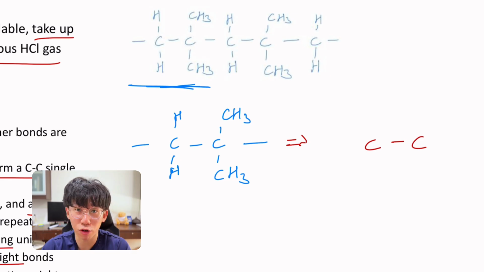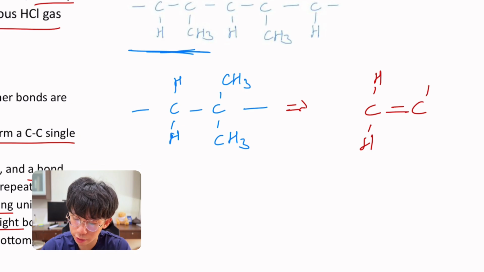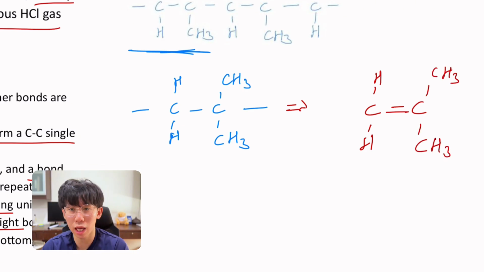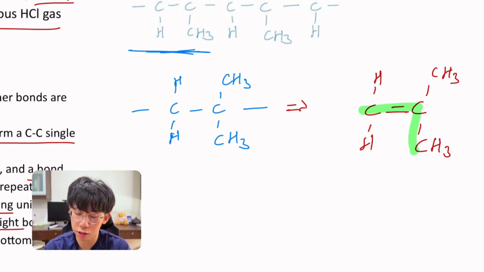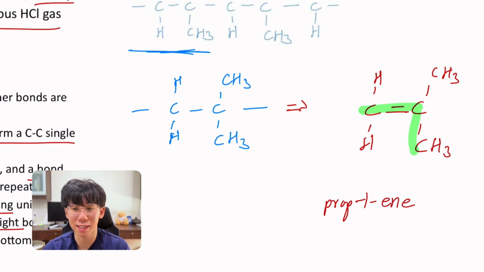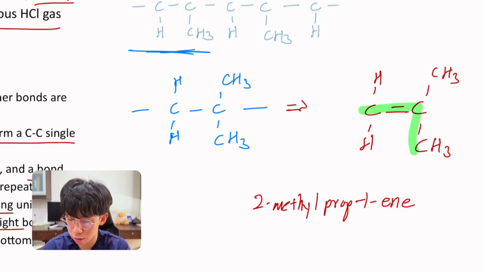So we're going to remove the bonds on the left and the right. We're going to put back the double bond, and everything else remains the same. Sometimes you'll be asked to name it. To name this, you have to find the longest carbon chain. This is 3 carbons long. This is actually prop-1-ene. And there's a methyl group in the second position. So this is 2-methylprop-1-ene.